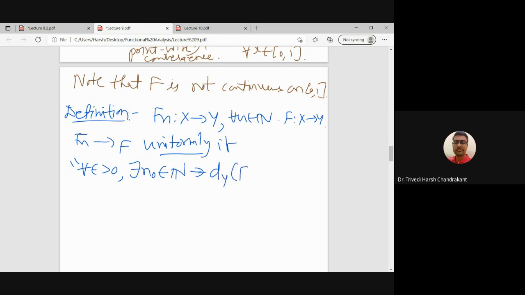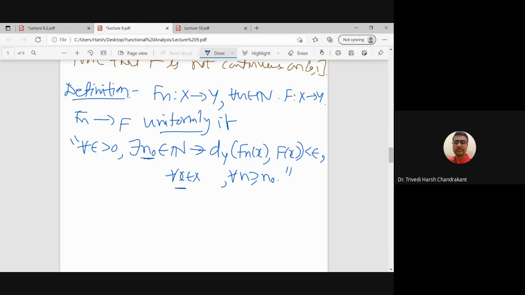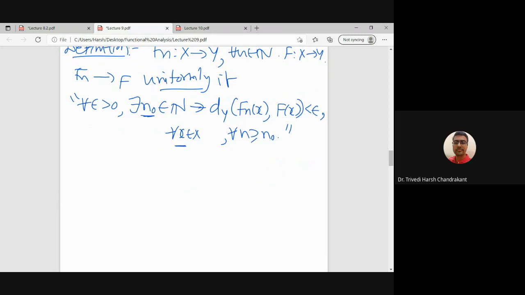in the Y metric, fn(x) converges to f(x) for every n greater than or equal to n naught. Note that here this holds for every x in capital X. We have not mentioned that, but for all x in X. So this n naught does not change if we change x, but in pointwise convergence it changes. So that is the difference between uniform convergence and pointwise convergence.